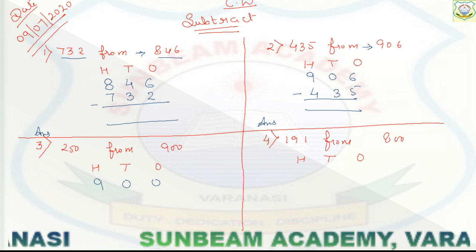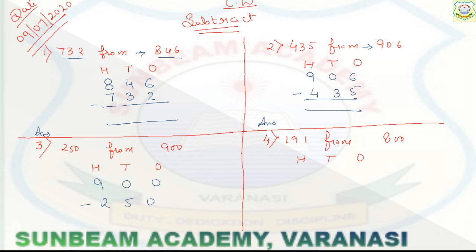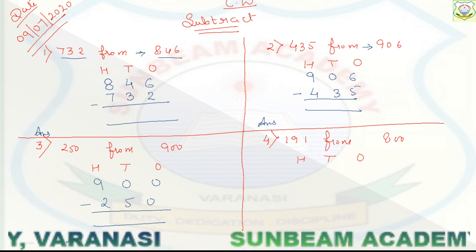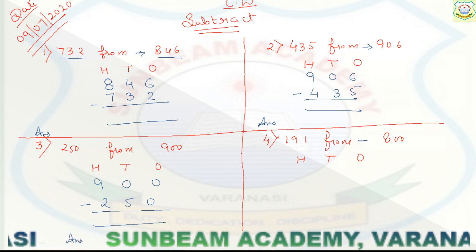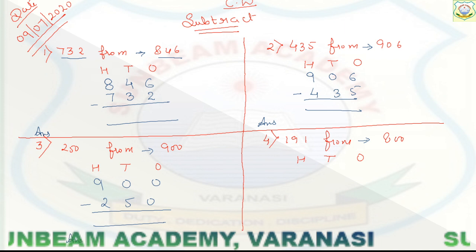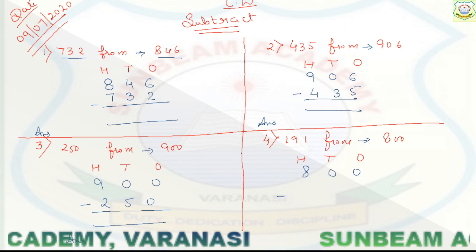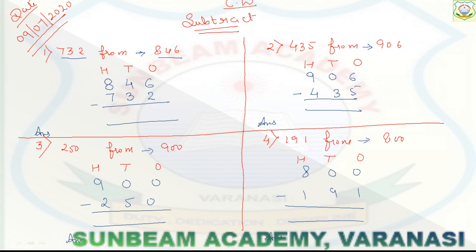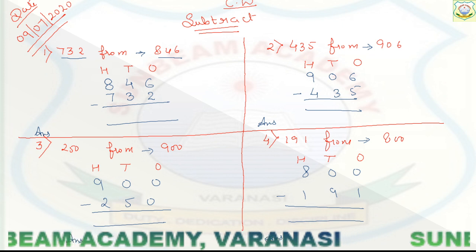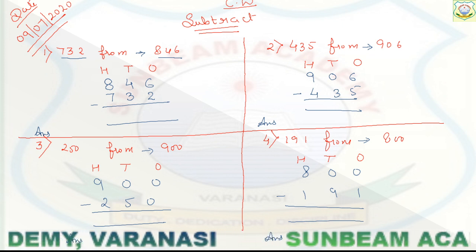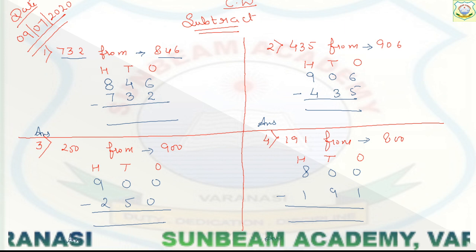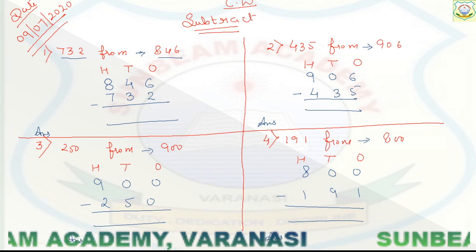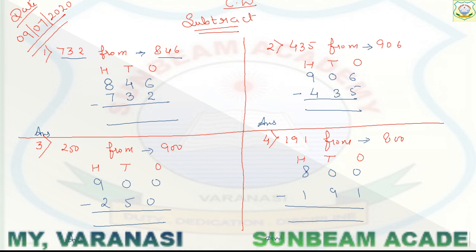900, and then subtract 250 from this. Okay. Now 191 from 800. So you have to stress on from 800 minus 191. So, have you all written the questions, everybody? Okay. After doing this, let's solve it.